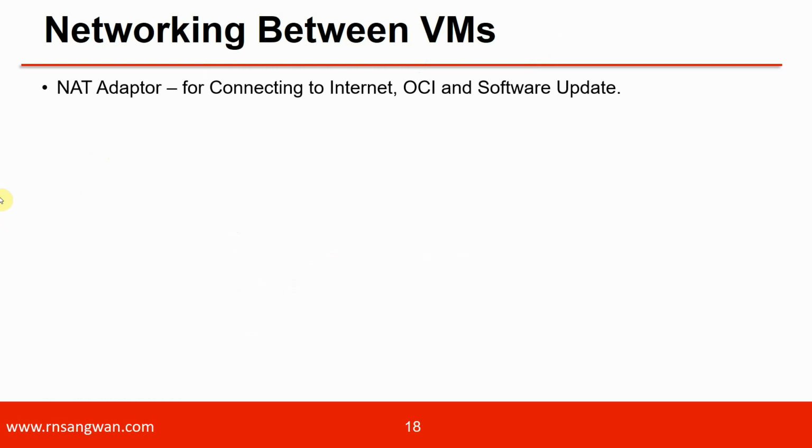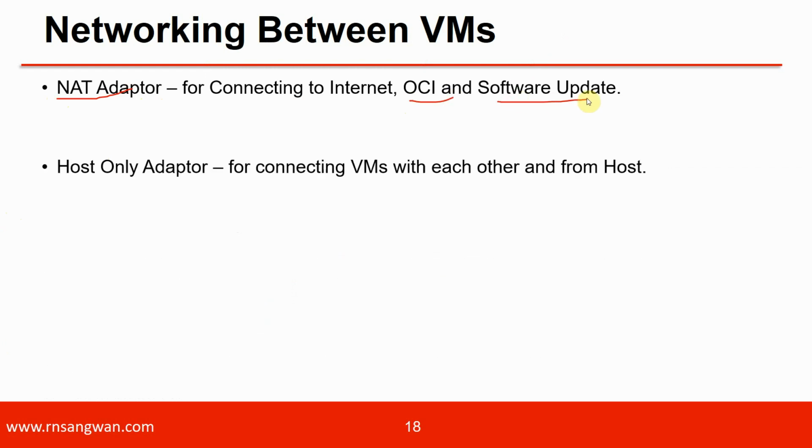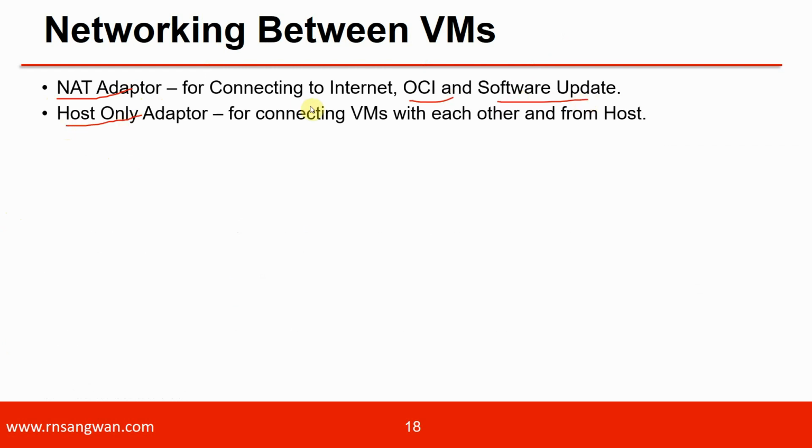Networking between the machines, we require two adapters. NAT is to connect to the internet, OCI and software updates. Host only adapter is for connecting virtual machines with each other. This is a requirement for our Ansible and Kubernetes part.